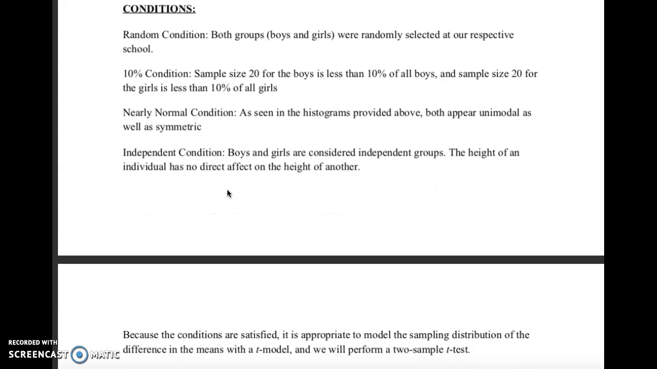So here are the conditions. For the random condition, both groups, boys and girls, were randomly selected at our respective school. As for the 10% condition, our sample size of 20 is less than 10% of all boys, and the sample size of 20 for the girls is less than 10% of all girls.